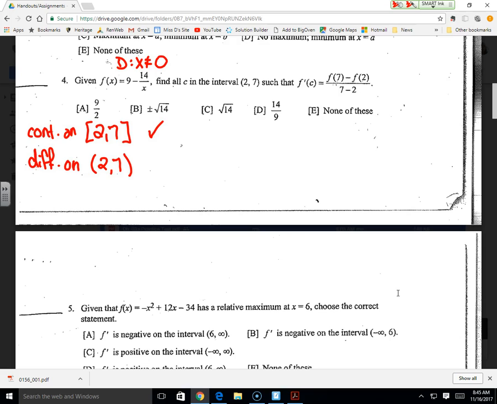How do we check differentiability? Let's just take the derivative, which we need anyway, don't we? We need the derivative anyway. It's going to be 0.